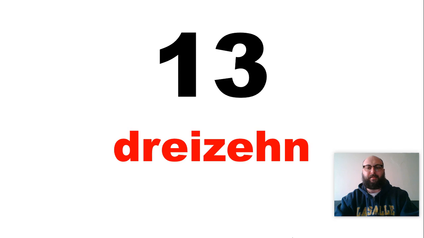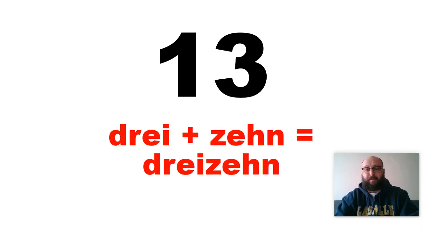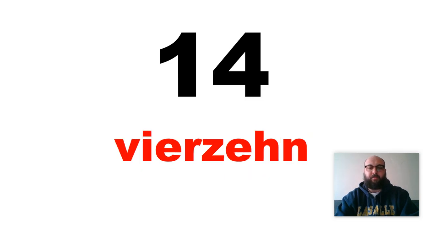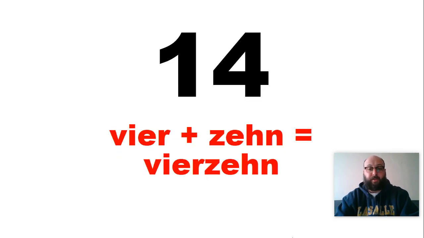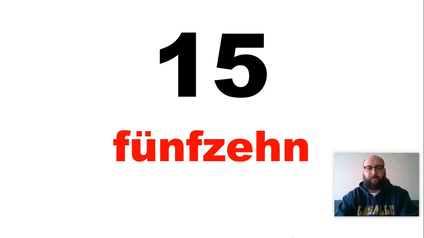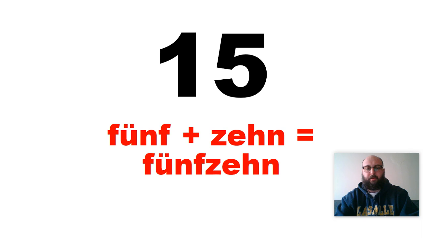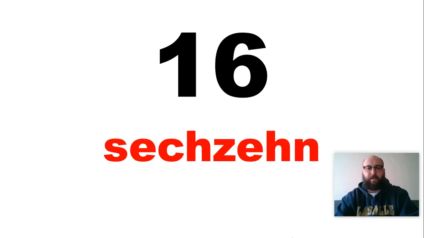Then we get to the teens. The teens are super easy in German. So much easier than English. So basically, you just add the words together. You have drei, which means 3, and zehn, which means 10. So drei plus 10 is 13. Literally, that just means 310. Then comes 14, which is 4 and 10. 15, same pattern. 5 plus 10 is 15.